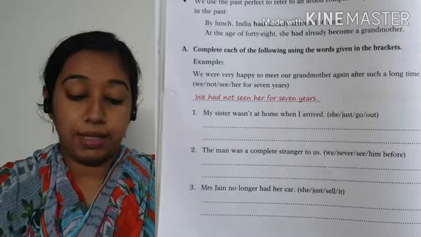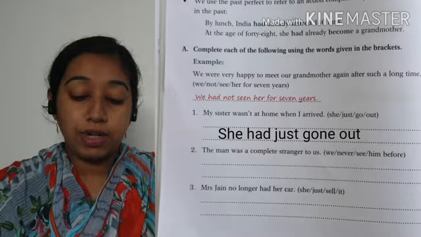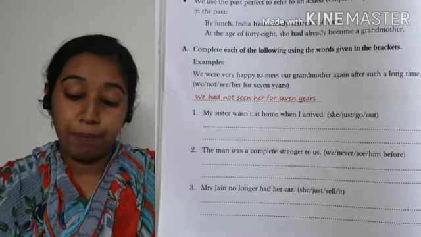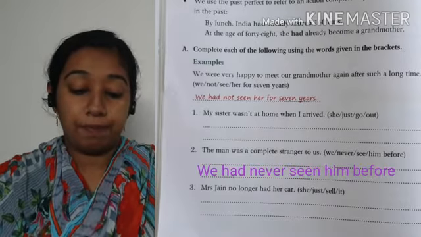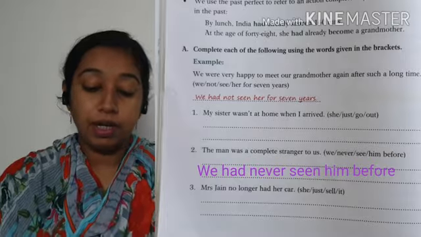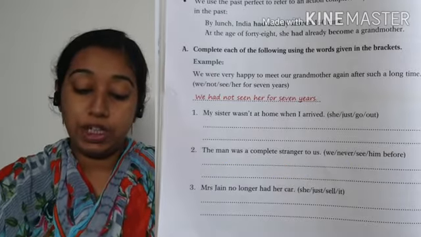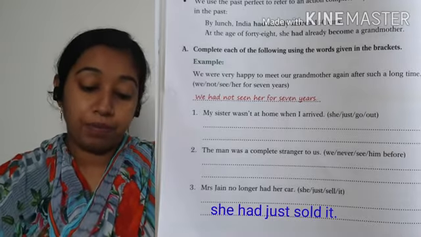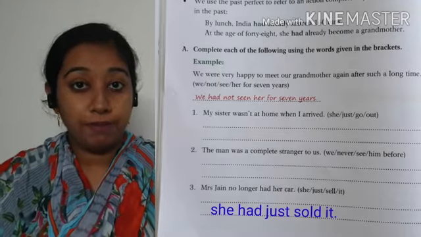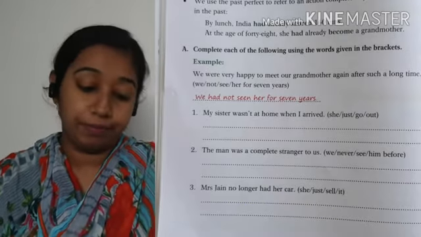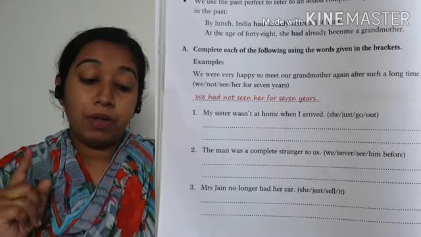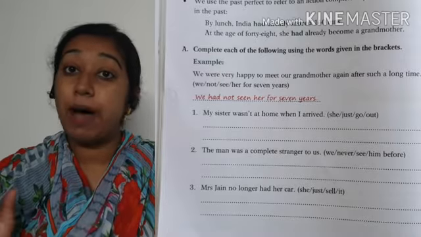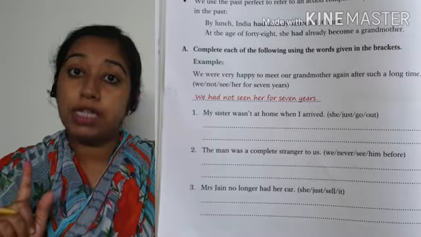The second sentence, the man was a complete stranger to us. The answer is we had never seen him before. The third one, Mrs. Jane no longer had her car. In the bracket it is given she just sell it. So remember, sell is a verb 1. So you're going to put a helping verb there. She had just sold it. The first one also, remember, go is in the verb 1. So go, went, then gone. Past participle is used there. So it is had gone.